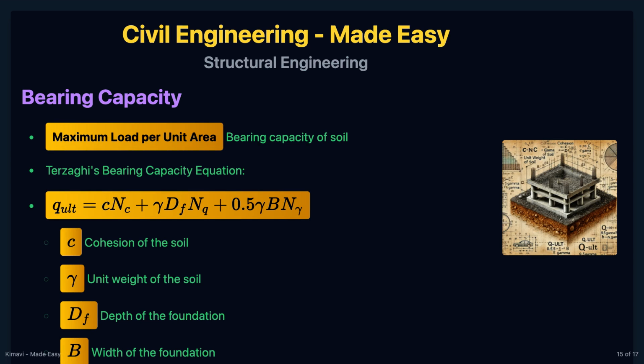It can be calculated using Terzaghi's bearing capacity equation. The equation is q sub ult equals C N sub C plus gamma D sub F N sub Q plus 0.5 gamma B N sub gamma. Here, C is the cohesion of the soil, gamma is the unit weight of the soil, D sub F is the depth of the foundation, B is the width of the foundation, and N sub C, N sub Q, and N sub gamma are bearing capacity factors.